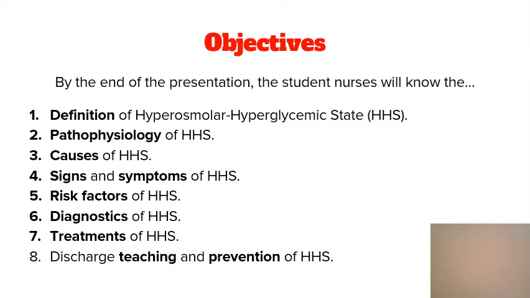By the end of the presentation, the student nurses will know the definition of hyperosmolar hyperglycemic state, the pathophysiology of hyperosmolar hyperglycemic state, or HHS, the causes of HHS, the signs and symptoms of HHS, the risk factors of HHS, the diagnostics of HHS, treatments of HHS, and discharge teaching and prevention of HHS.